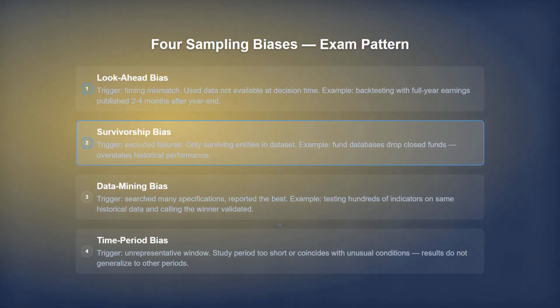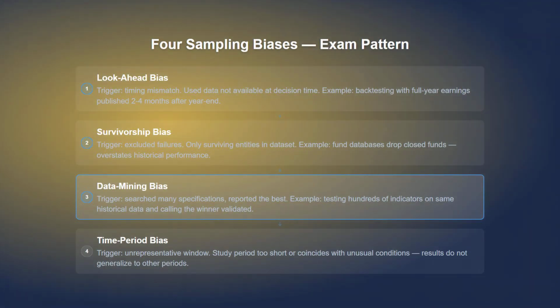Survivorship bias: including only entities that survive to the end of the study period, excluding failures. The trigger phrase: excluded failures. Mutual fund databases that drop closed funds overstate returns. We only see the survivors.